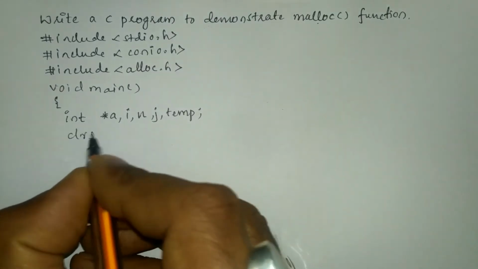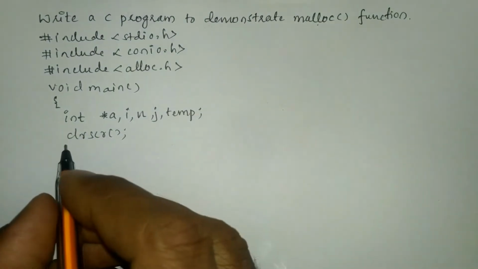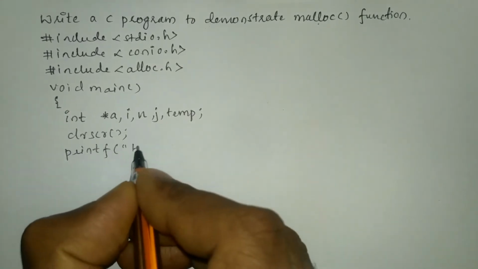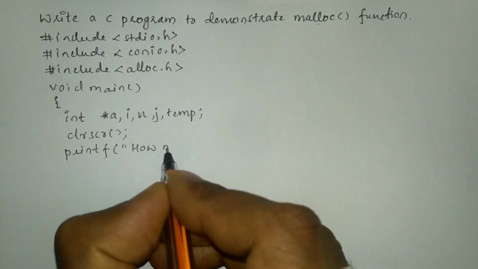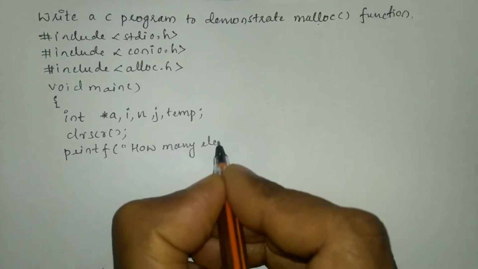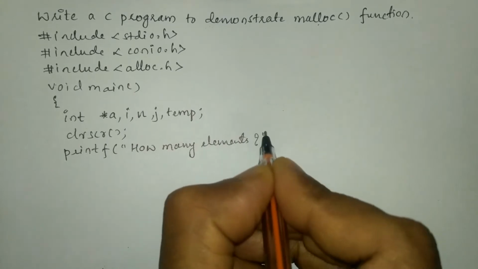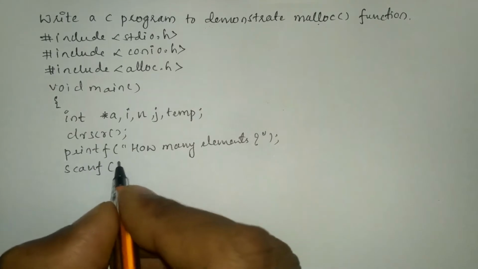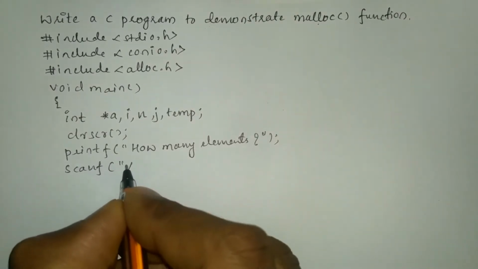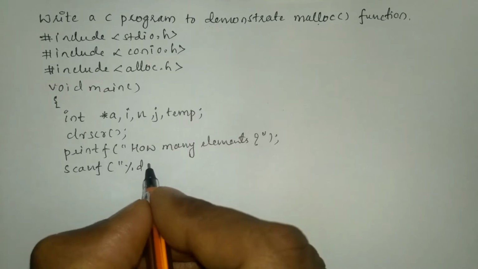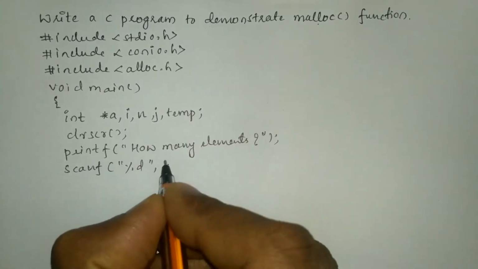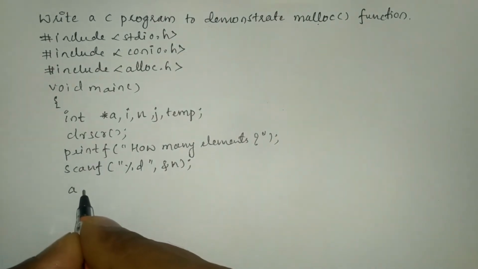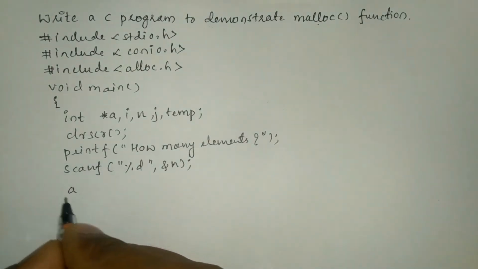Next we'll write the clrscr function which is used to clear the screen. Now we will ask the user how many elements. So in a printf statement we'll write in double quotation marks how many elements. So end the double quotation mark and put a semicolon, and we are going to receive the response from the user through the keyboard using the scanf function. So in double quotation marks I'll write the format specifier %d, end the double quotation mark, put comma, ampersand of n.